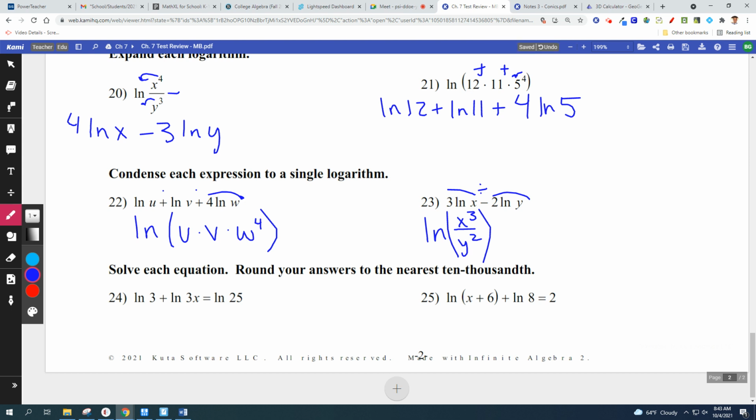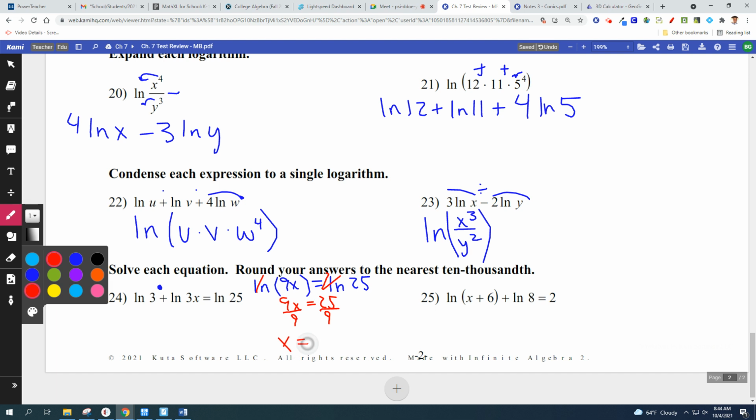Solving. I've already done this. Got to condense first. So that's going to be times. I'll have natural log of 3 times 3x. Let's go ahead and call that 9x equals natural log of 25. Base e cancels out your natural logs. Oops. So 9x equals 25. Solve this. ISO x, we're going to divide by 9. X equals whatever 25 over 9 is.